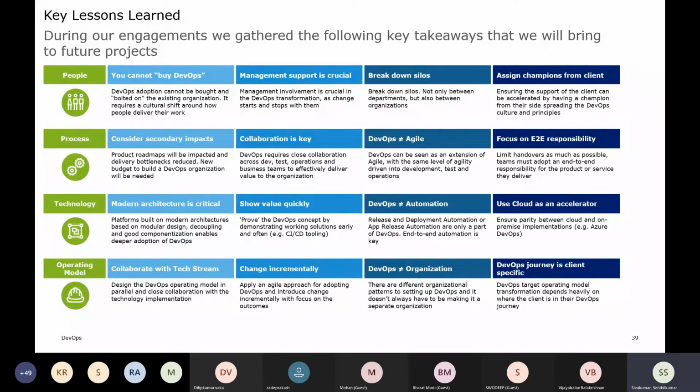So break down silos, not only between departments but also between organizations. Assigning champions from the client ensures the support of the client can be accelerated by having champions from their side spreading DevOps culture and principles. So these are the key lessons learned.